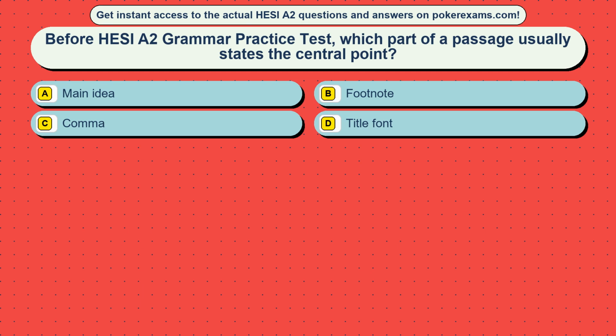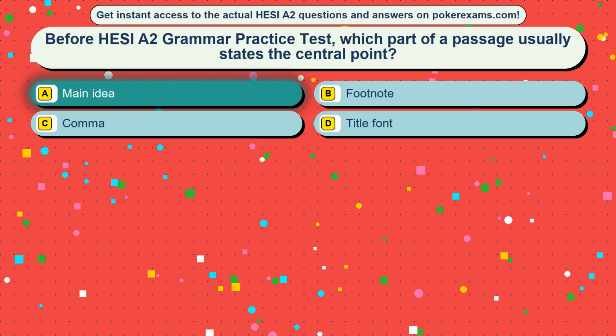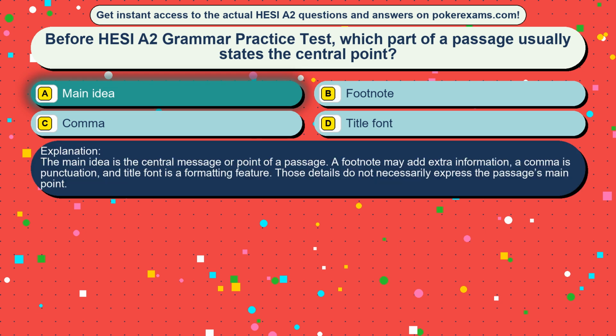Question 45. Before HESI A2 Grammar Practice Test, which part of a passage usually states the central point? Option A, main idea. Option B, footnote. Option C, comma. Option D, title font. The correct answer is option A, main idea. The main idea is the central message or point of a passage. A footnote may add extra information, a comma is punctuation, and title font is a formatting feature. Those details do not necessarily express the passage's main point.